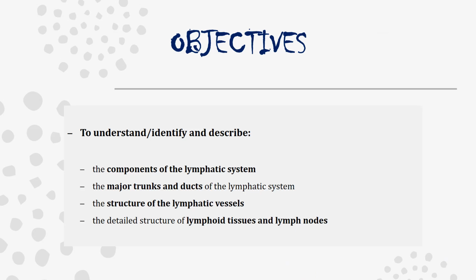So for today's lecture, you will be required to understand and identify the different components of your lymphatic system, the major trunks and ducts that are involved in the system, as well as the structure of the lymphatic vessel that makes them really unique. And we're also going to look at a lot of lymphoid tissues and the lymph node as well in the second part of the lecture.